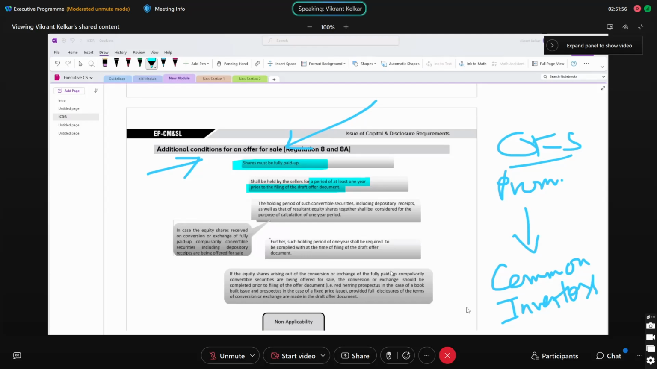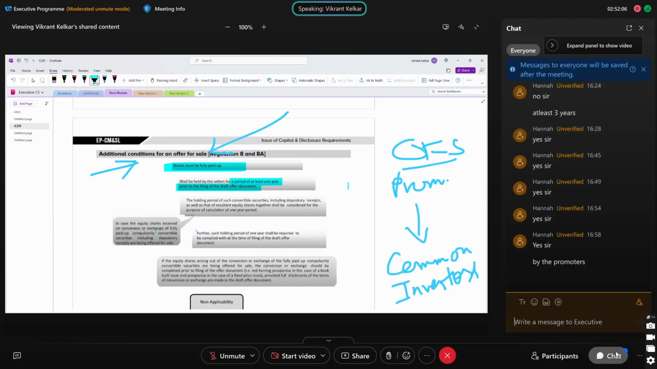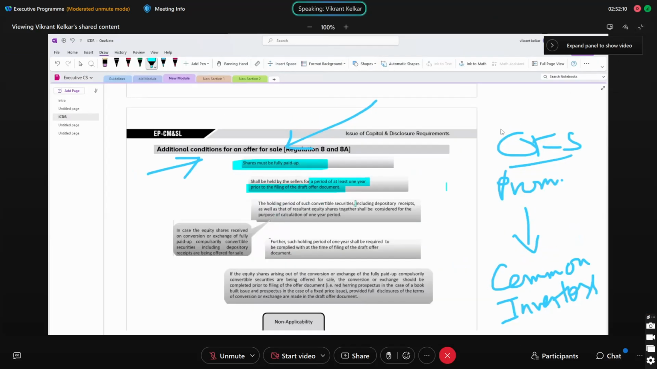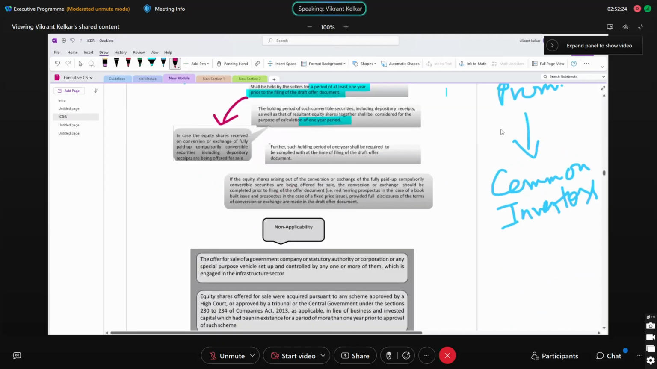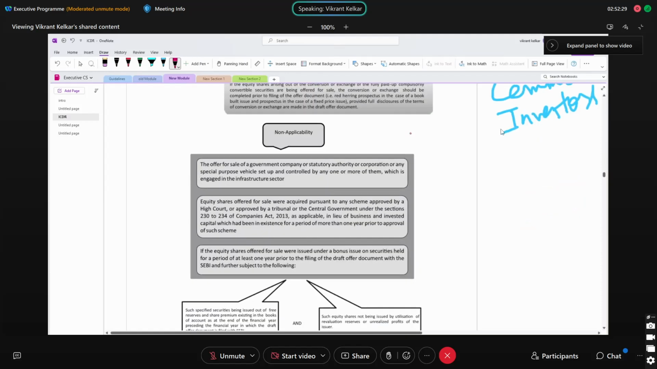Sanjay, are you getting the point? That's why the rule suggests that such shares should be in the possession of such a person for at least 1 year. Then, in case of equity shares received on conversion of convertible securities and depository receipts, the holding period of such depository receipts shall be considered for the calculation of that 1 year period. So, this is an exception to this rule. The whole story of conversion, let us ignore that. This is a typical part.